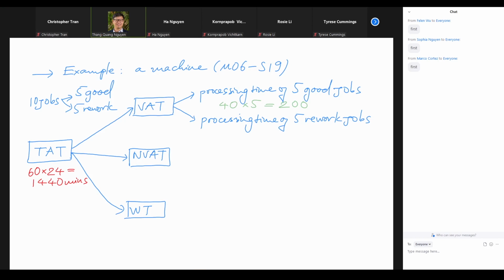Here we talk about the processing time of five rework jobs, right? So rework jobs means what? It means that we fail in the first attempt. That's why we have to redo it, rework on it, right? So that's why for the value added time, we should not count the first attempt because the first attempt is a failure. Then it is a waste. We should not count it here, right? So let me clarify here. This is a processing time of five rework jobs in the second attempt.